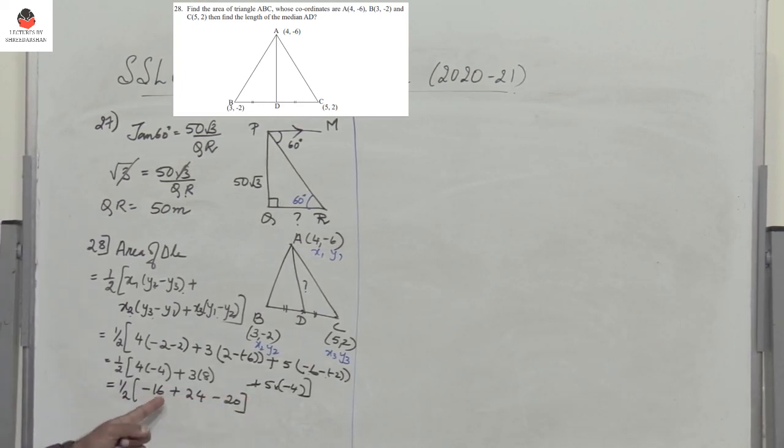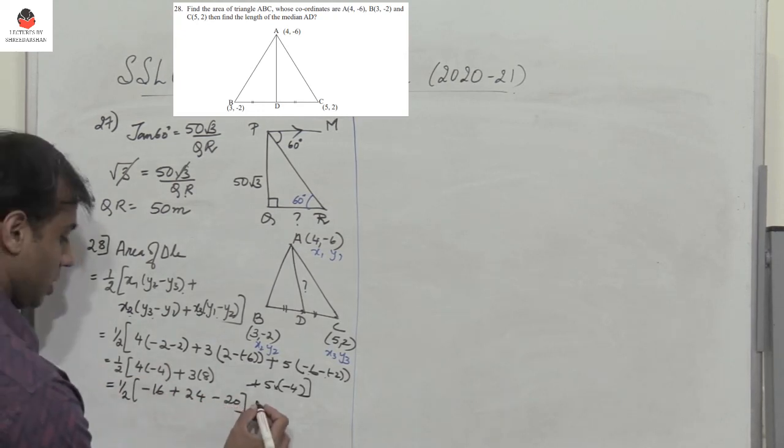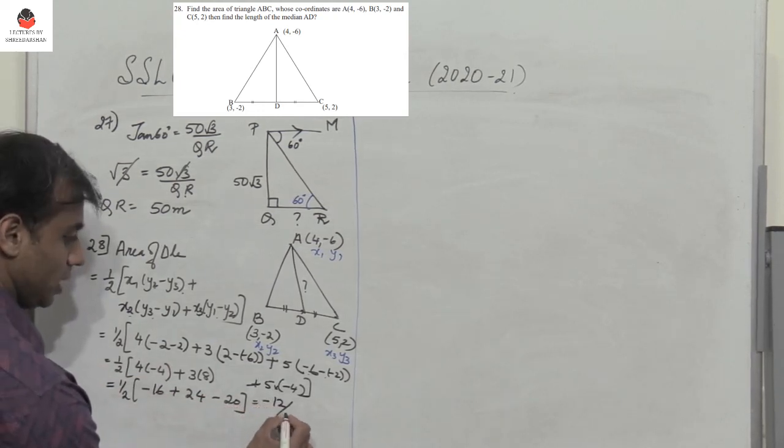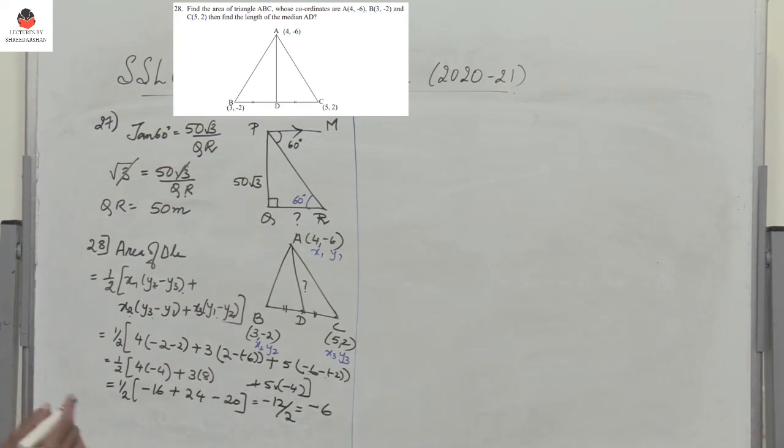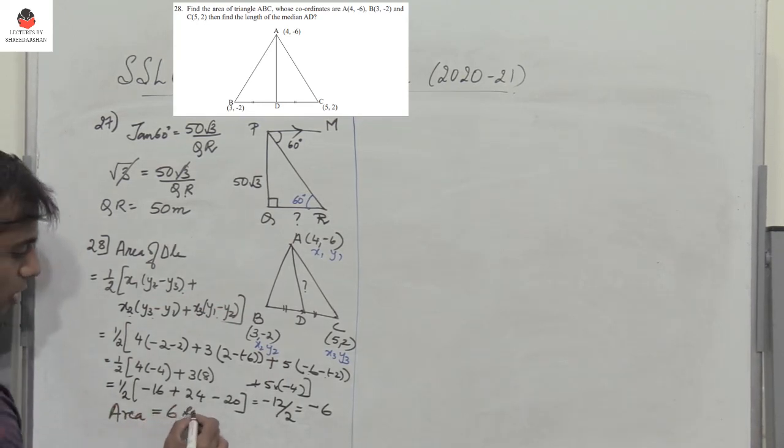So what do I get? So it is minus 36 plus 24. So minus 36 plus 24 is minus 12 by 2, which is minus 6. So we cannot have the area of a triangle which is negative. So therefore the area is 6 square units.